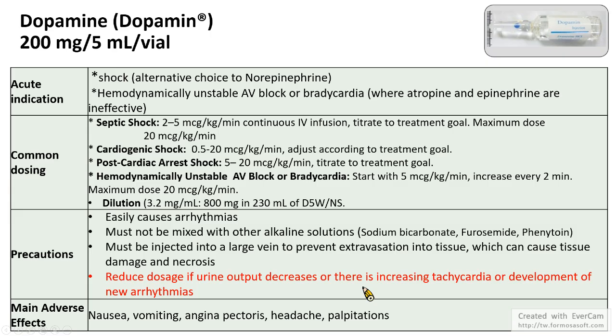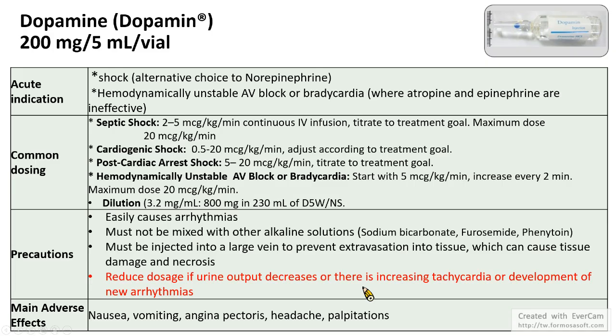And then dopamine. Dopamine has multiple uses, dose-dependent, from a pure vasopressor to an inotrope, and also in non-shock status. It is helpful in hemodynamically unstable AV block or bradycardia as well, just after atropine and epinephrine.